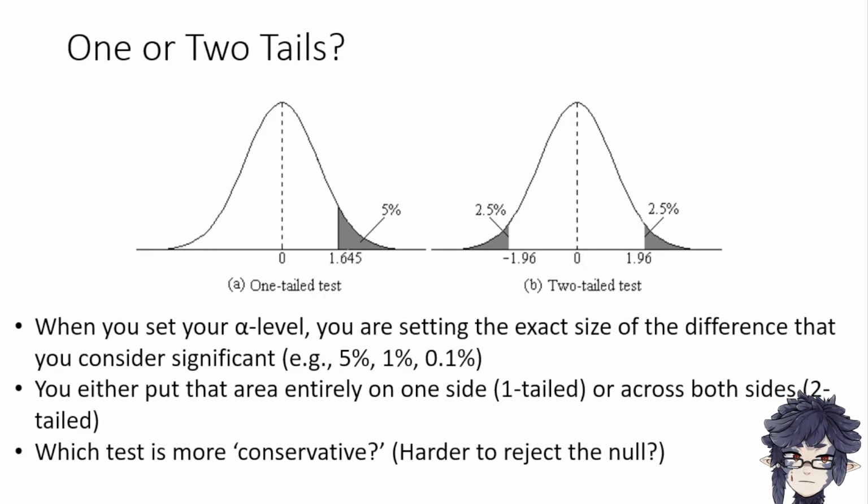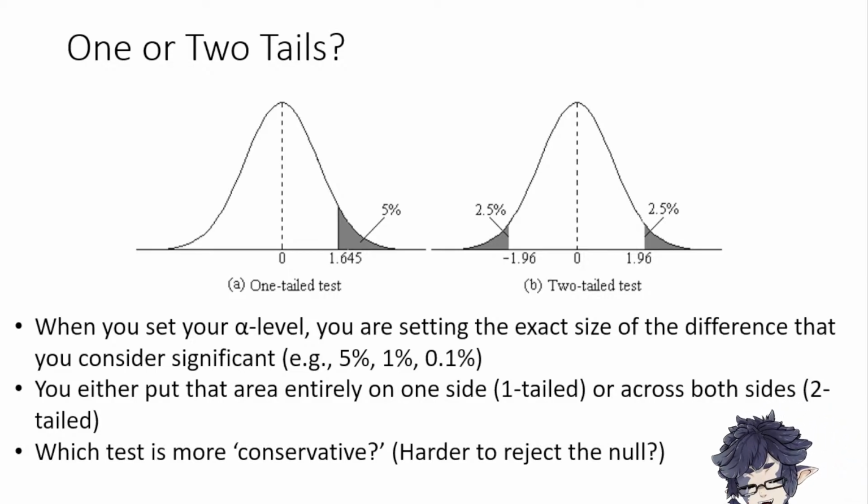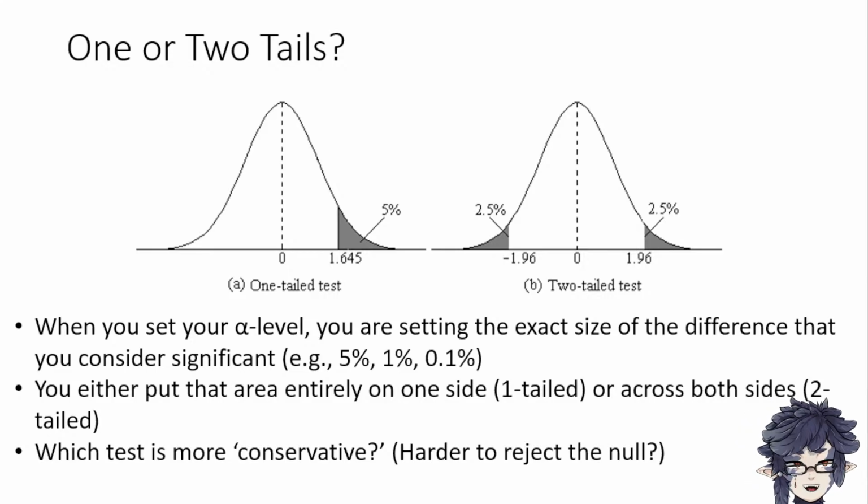But as it so turns out, one of them is actually more conservative than the other. One of them makes it harder to reject the null than the other, even though theoretically they have the same probability of rejecting the null. Interesting, right? So which one is more conservative? I'm doing a poll. One-tailed or two-tailed? Which one do you think makes it harder to reject the null?